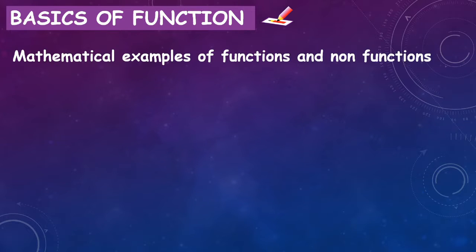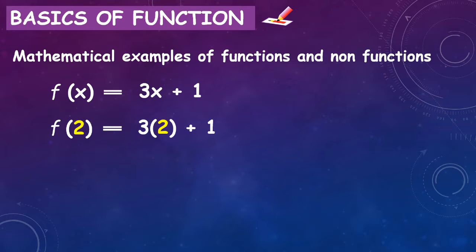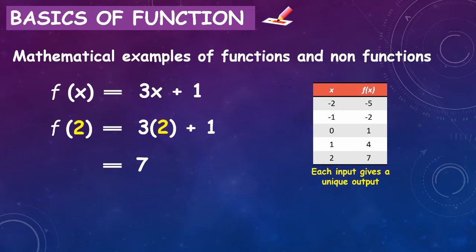Let's look at mathematical examples of functions and non-functions. We have here f(x) = 3x + 1. We substitute a number, let's substitute 2, and that would give us an answer 7. Seems like there is only one output. Let's verify with more values. If you look at the table on the right, I've put in 5 different values and each input gives only one output. So yes, this is a one-to-one function.